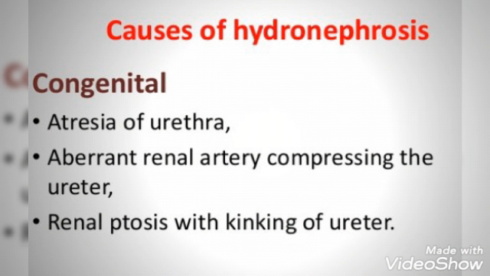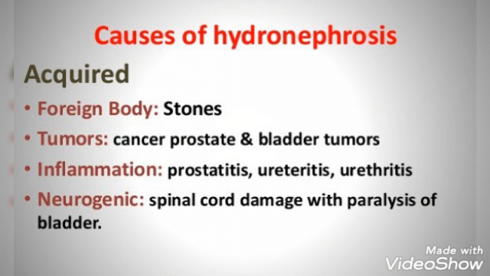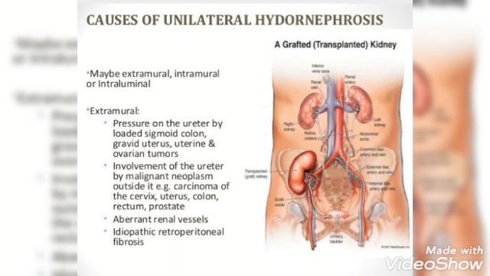Congenital causes are atresia of urethra, aberrant renal artery compressing the ureter, renal ptosis with kinking of ureter, and acquired causes can be stones, tumors like cancer prostate and bladder tumors, inflammation like prostatitis, urethritis, and neurogenic causes like spinal cord damage with paralysis of bladder.